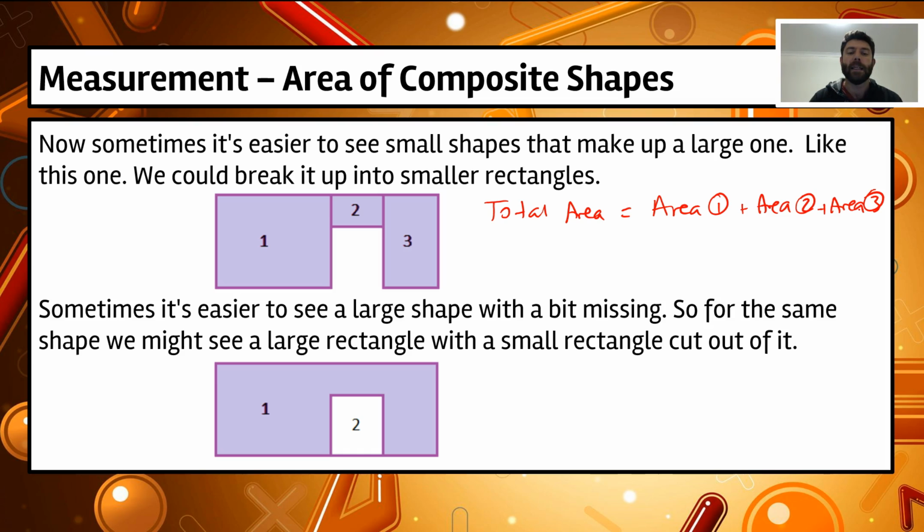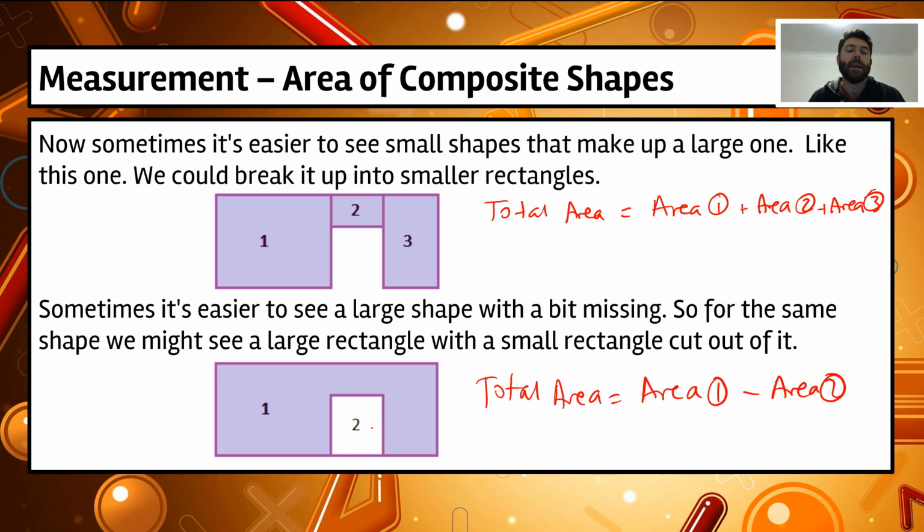Sometimes we can see it as a larger rectangle. You can see this larger rectangle here with this piece missing. And in this case, area 1 is the whole rectangle, and area 2 will be the small bit cut out of it. So if we're looking at this, the total area equals area 1 minus area 2. So we're taking the unshaded region out of the larger region.